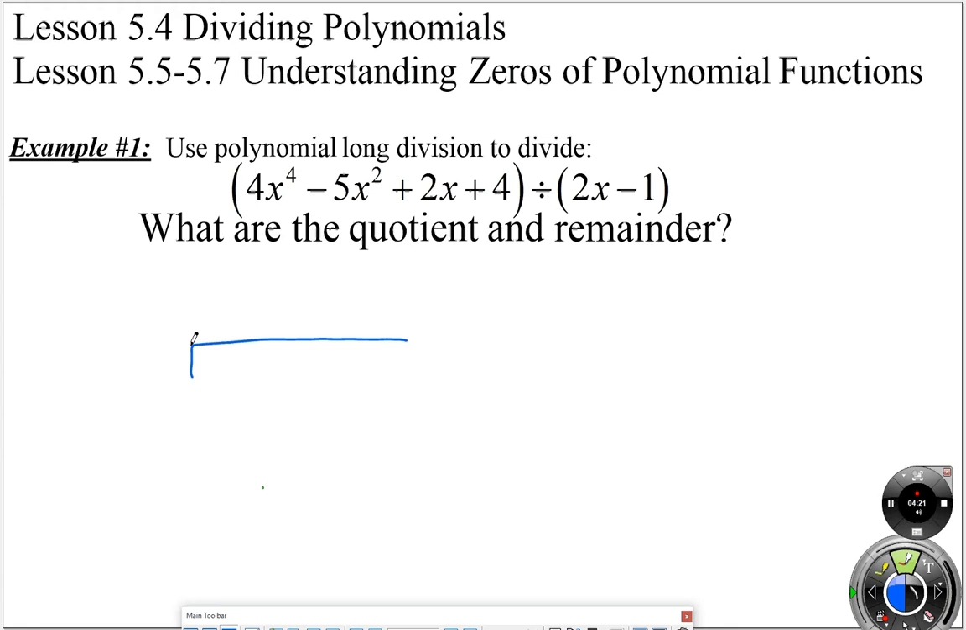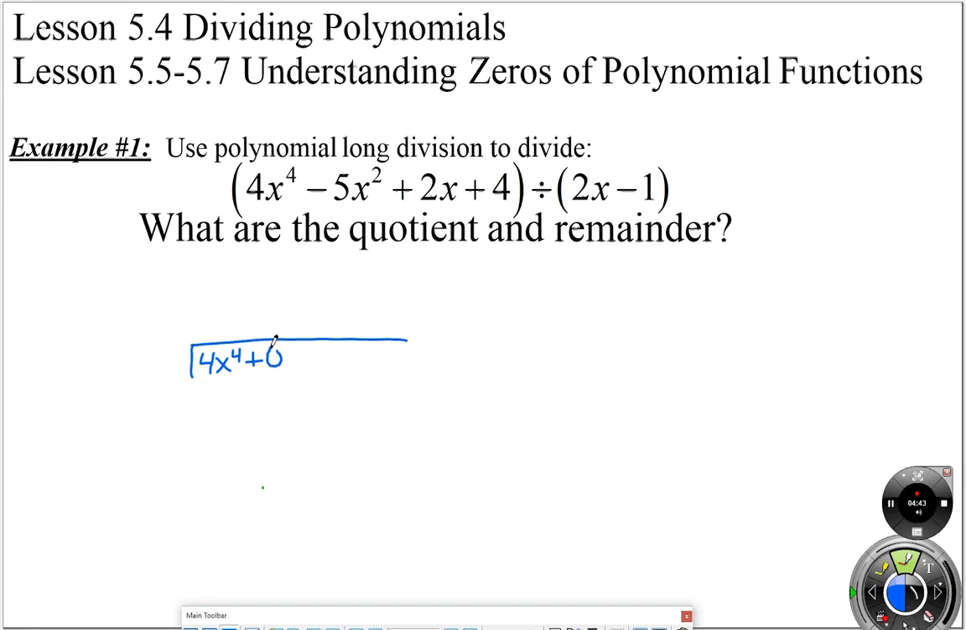If you want it to line up properly, like it does when you're doing numerical division, where hundreds go in the 100 spot and tens in the 10 spot, then you need to hold a spot for every degree. So we would have 4x to the 4th, and then probably the easiest thing to do is, there is no x to the 3rd term, but you want one there just so that if x to the 3rd pops up, there's something to line it up with.